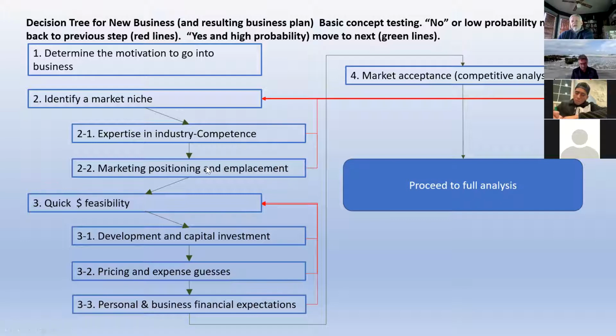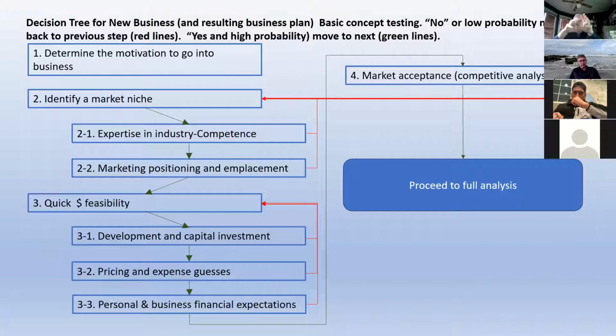The second step is you have to combine that with the marketing, positioning, and emplacement. And we've talked a lot about that. I'm going to talk about that from a different perspective a little bit today. But assuming that you've got, just right out of the bat, you're going, okay, I understand my niche. I have competence in being able to build some of these products. We've studied our customers, et cetera.